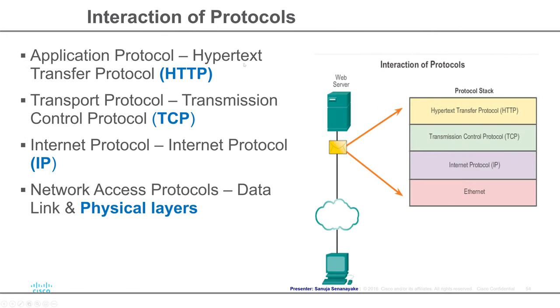The interaction of protocols. The application protocols include things like Hypertext Transfer Protocol, HTTP. The transport protocols include, as I mentioned multiple times, TCP or UDP, for example. The internet protocol is such as IP. And the network access protocols include the data link and physical layers. So you can look at the interaction between them this way, as shown on the right-hand side: Ethernet, IP, TCP, and HTTP.